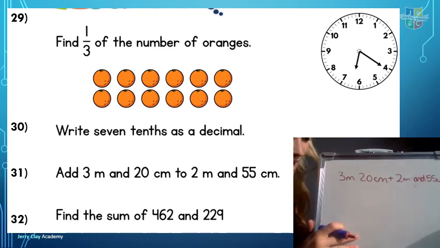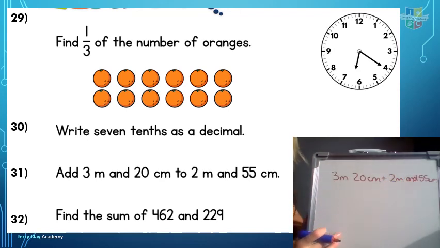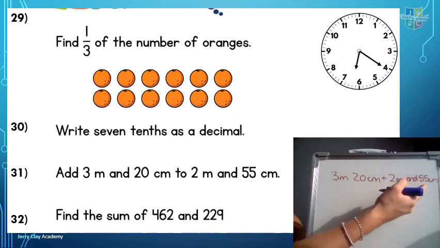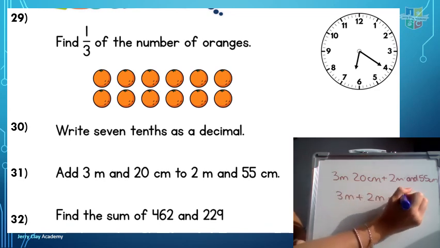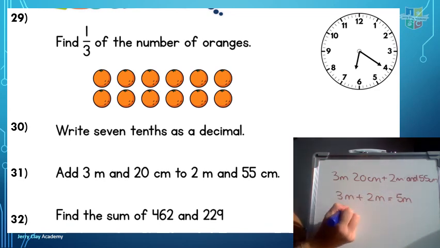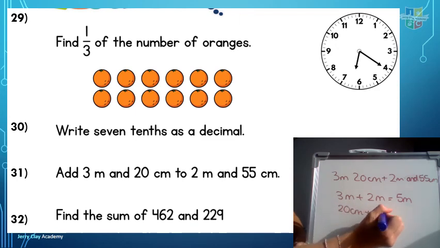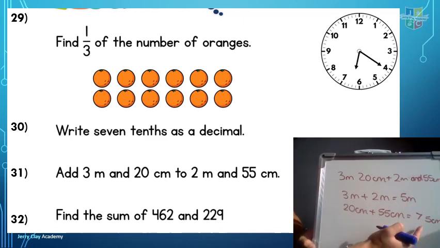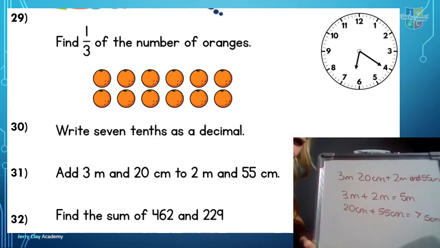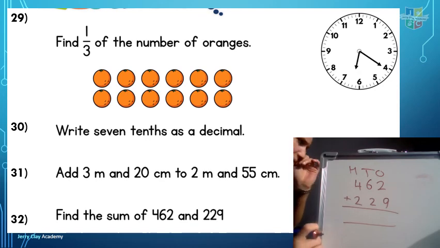Number 31, I'm adding 2 measurements together. Because I'm adding them, and it doesn't look like there's going to be any converting, I could have added my meters first. So 3 meters add 2 meters is 5 meters, then 20 centimeters add 55 centimeters. Well, 0 ones and 5 ones is 5, 2 tens and 5 tens is 7, so 5 meters and 75 centimeters.